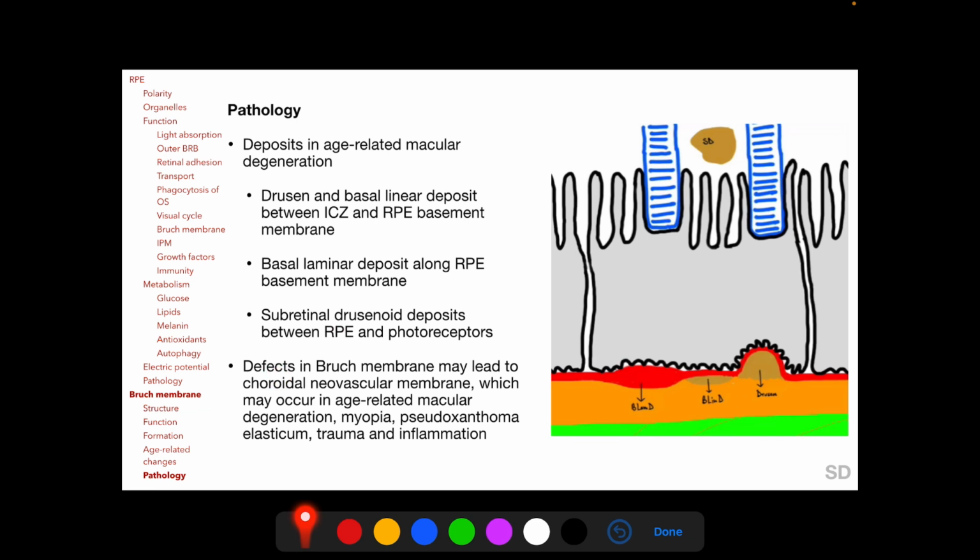Defects in the Bruch's membrane lead to development of choroidal or subretinal neovascular membrane between the choroid and the retinal pigment epithelium, and this is prone to occur in age-related macular degeneration, myopia, pseudoxanthoma elasticum, trauma, and inflammation.